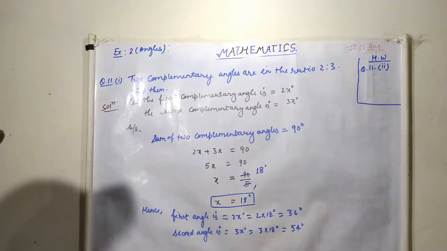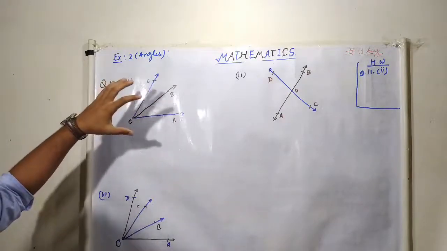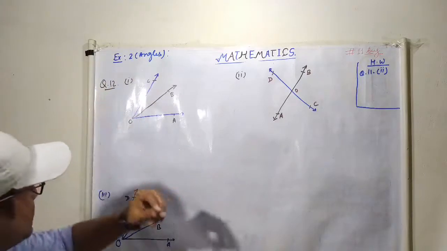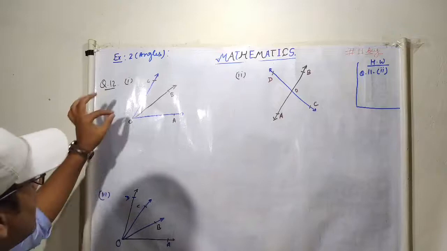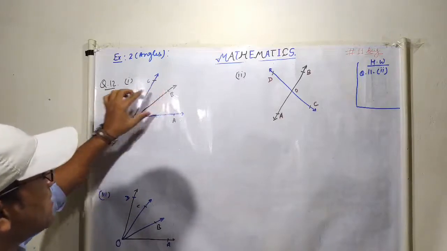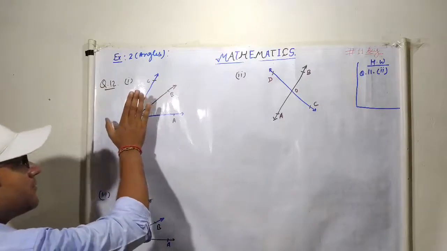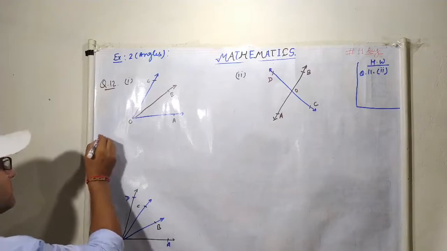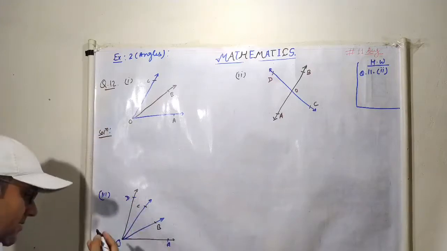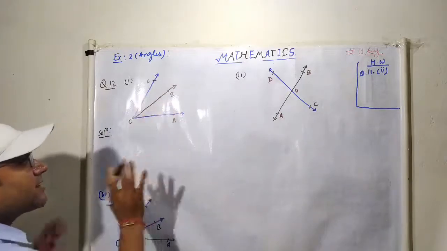Now it is asking to find all the pairs of adjacent angles. Adjacent angles means two angles are said to be adjacent if they have a common vertex and one common arm. That is known as adjacent angles. See this figure first. So in your solution, all the adjacent angles are in this one. OB is a common arm.